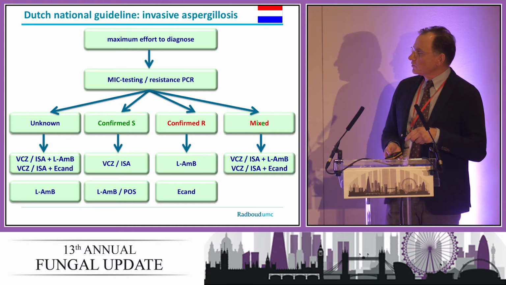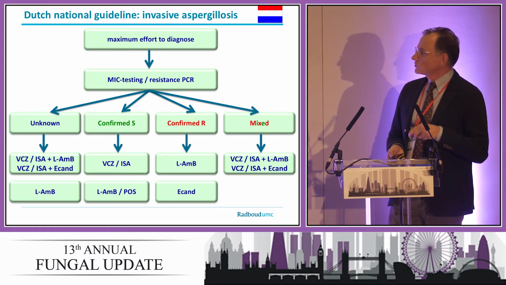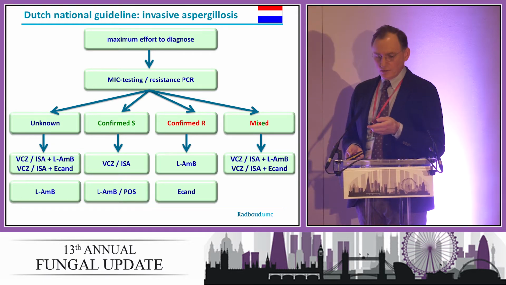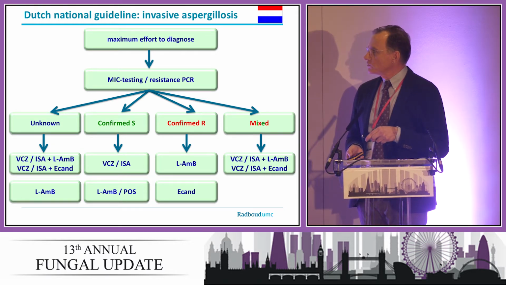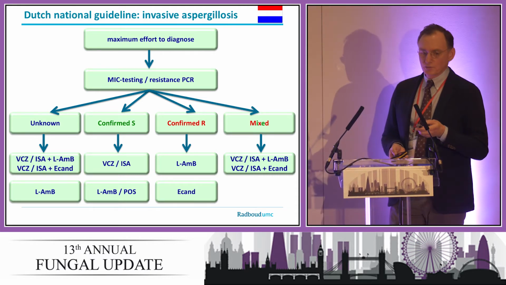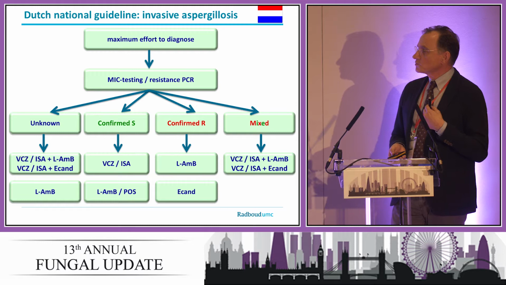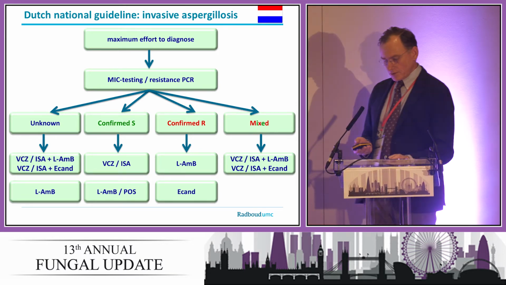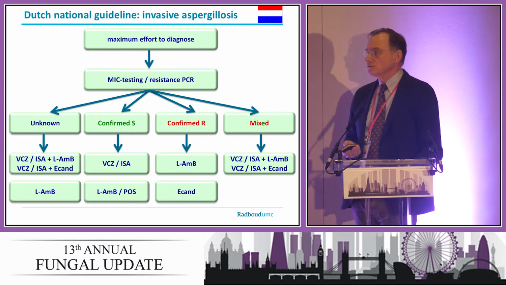And we recommend azole monotherapy only in cases where you have confirmed susceptible infection. If it's confirmed resistant, we recommend liposomal amphotericin B. And in the other situations, we recommend combination therapy. So either an azole with liposomal amphotericin B or with echinocandin, and also for the mixed infections. So there's been a lot of debate in our country about this strategy, but I think that our data support a de-escalation strategy.